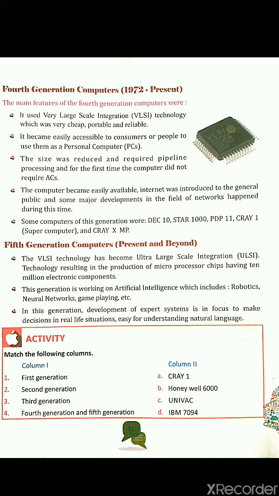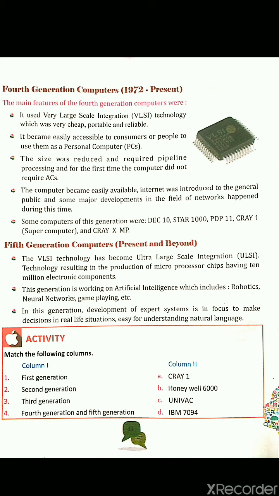Now, fifth generation computers. The VLSI technology has become ultra large scale integration, ULSI technology, resulting in the production of microprocessor chips having 10 million electronic components. This generation is working on artificial intelligence, which includes robotics, neural networks, game playing, etc.